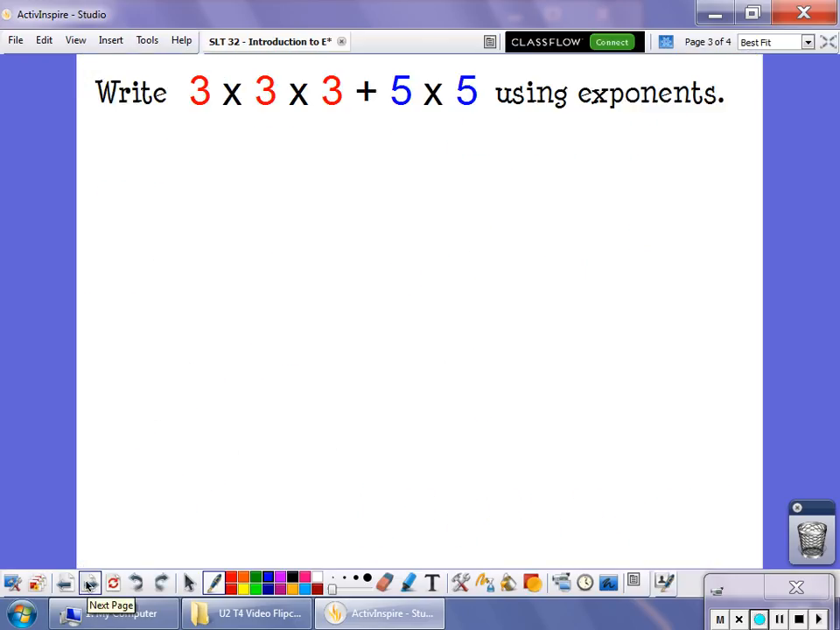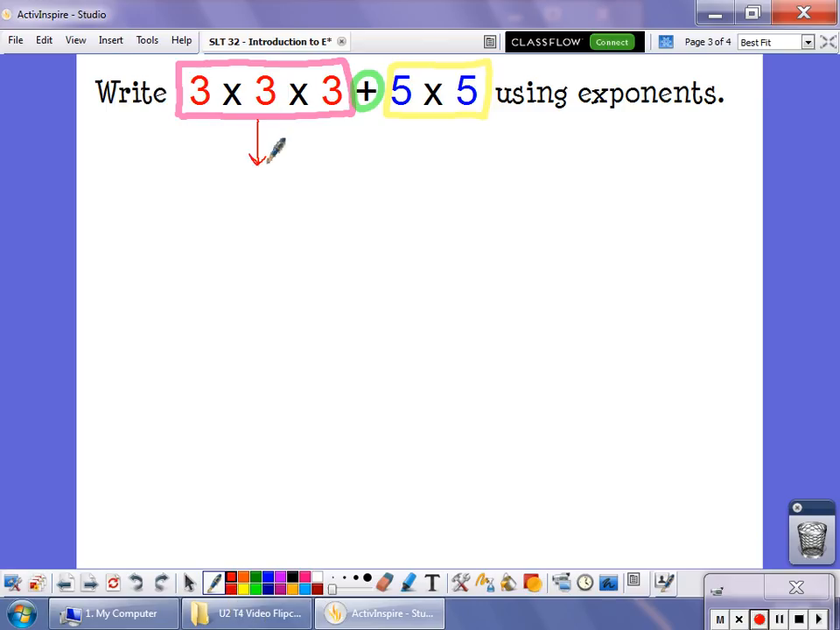Now, 2 little situations I want to talk to you about. This first one here. Remember I said that exponents only work when you're repeatedly multiplying. If you look at this problem, we have 2 multiplication problems that are repeated. In this case, we've got 3 times 3 times 3. And then over here, we have 5 times 5. And these 2 problems are joined in the middle by an addition sign. I can write this using exponents, but I have to keep these 2 multiplication problems separate.